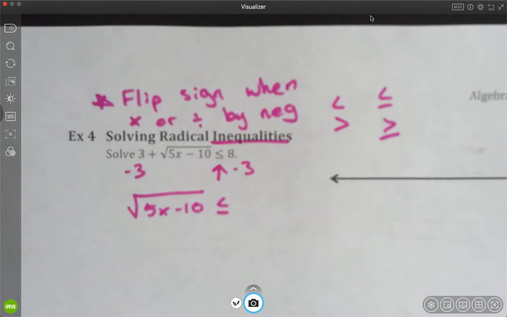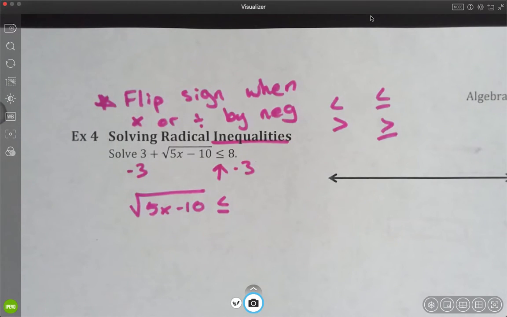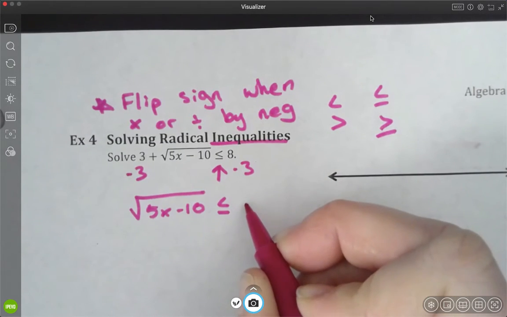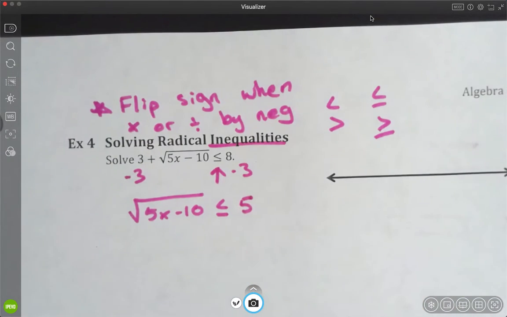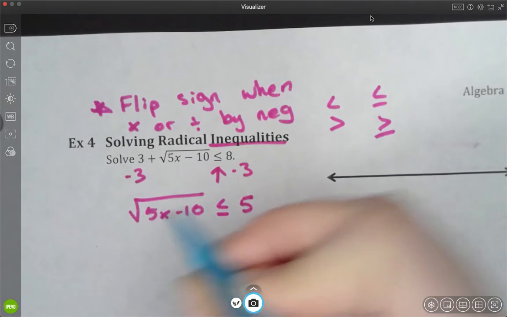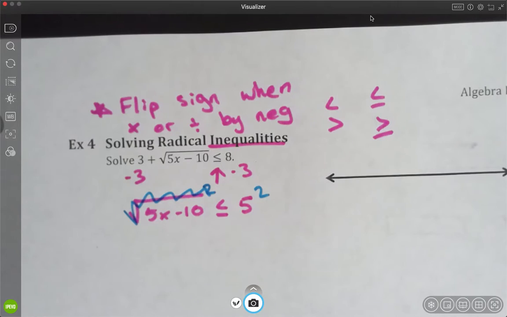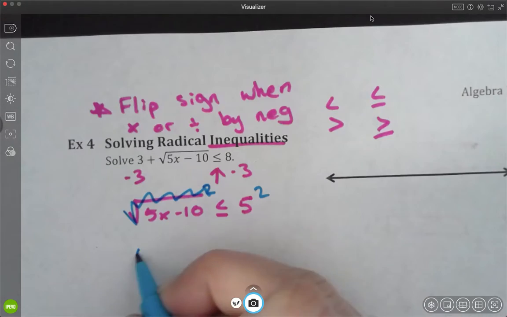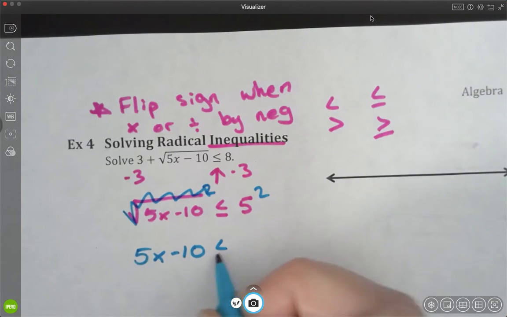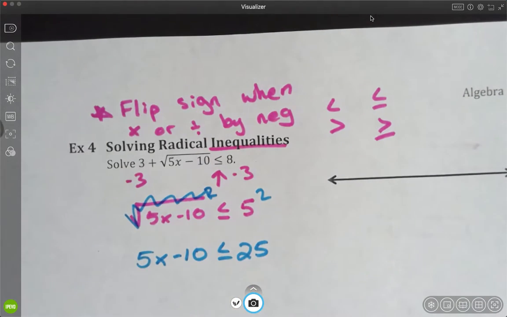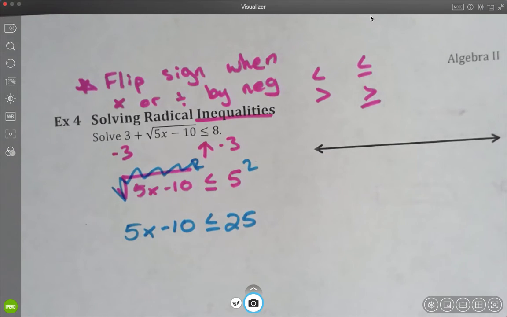Okay, did we multiply or divide by a negative? But it's a negative 3. We were subtracting, right? Okay, so it's less than or equal to, what's on the right side? 5, okay, then what? You square it. My radical is isolated. I square it because this is a square root. And I square this side. What you do to one side, you have to do to the other. Okay? 5x minus 10 is less than or equal to 25? That's what she meant. What? Plus 10.